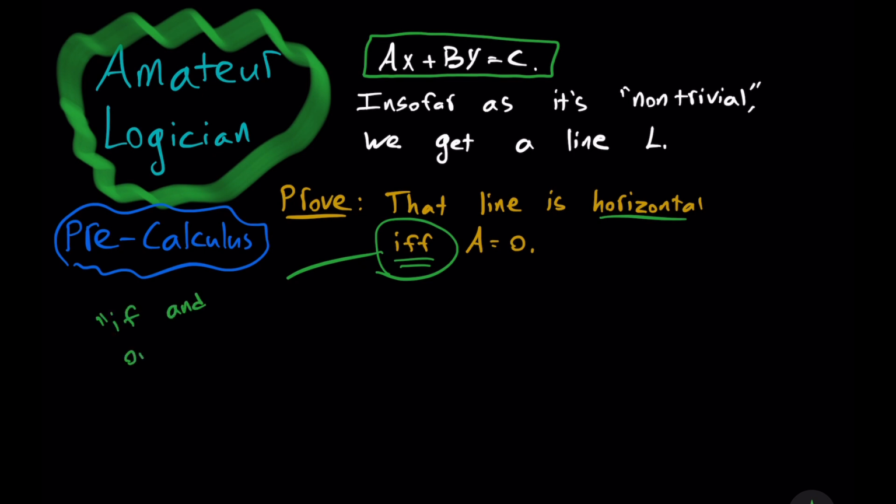So note that IFF stands for if and only if. Or in other words, it is a biconditional. And when we're proving a biconditional, we have to go, so to speak, both ways. That is, we have to prove that if the line is horizontal, then a is equal to 0. And we have to prove if a is equal to 0, then the line is horizontal.